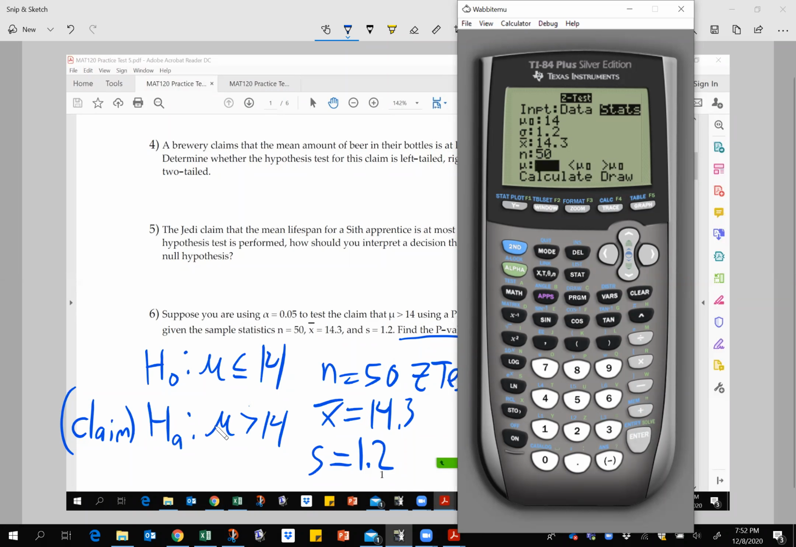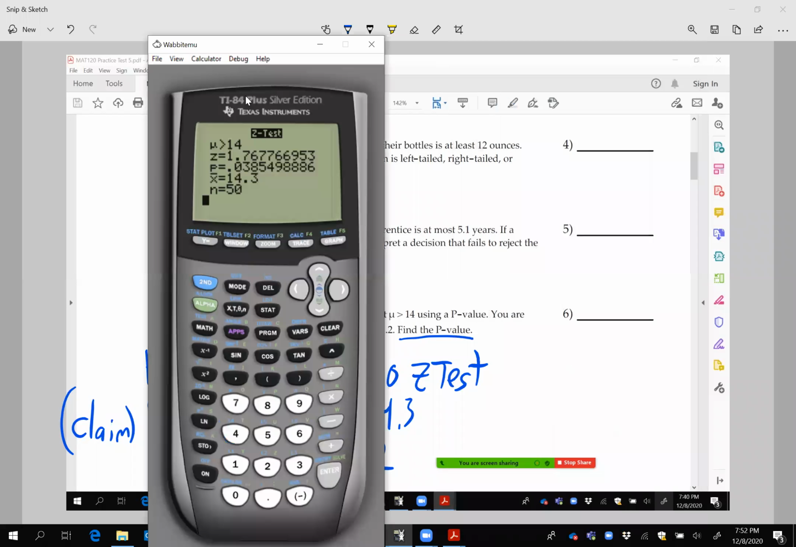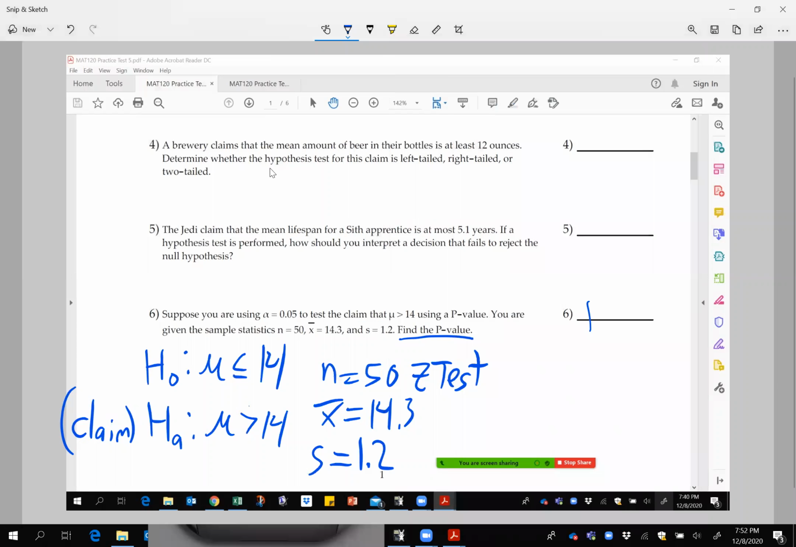For this question, the alternative hypothesis was greater than. So we need to make sure we move the cursor over to greater than, hit enter to select it, and then we're able to go ahead and hit calculate. And whenever we hit that calculation button, that will give us that p-value. Typically we'll give p to 3 places. So this would round to 0.039. So p is equal to 0.039.